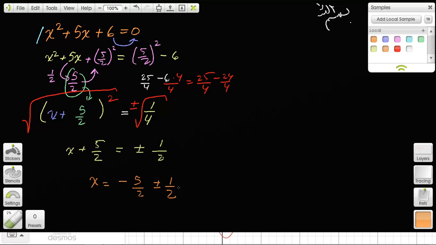This will give you two answers. You can see negative 5 plus or minus 1 over 2, and then you would get two answers from this. This is going to be negative 2 and negative 3. So that's the process of completing the square.